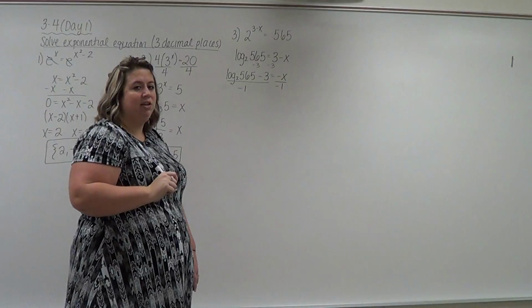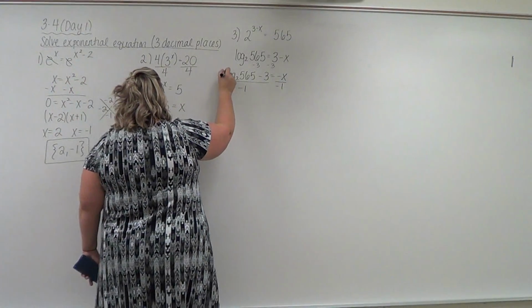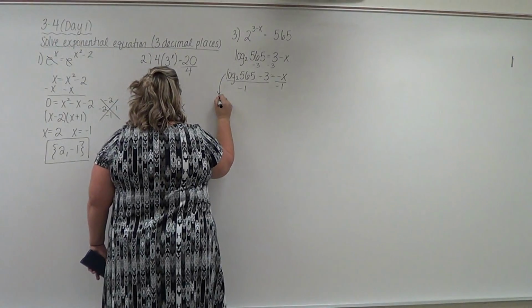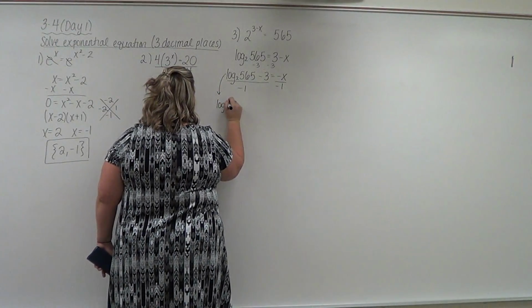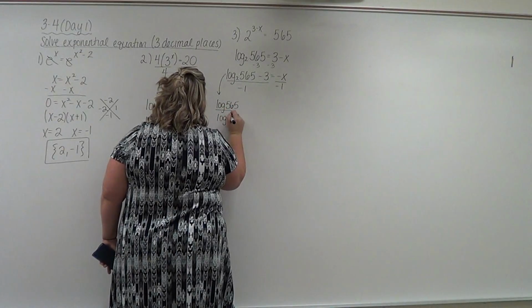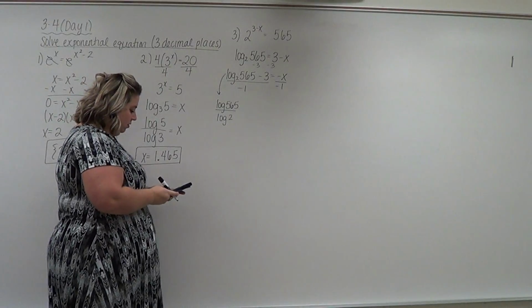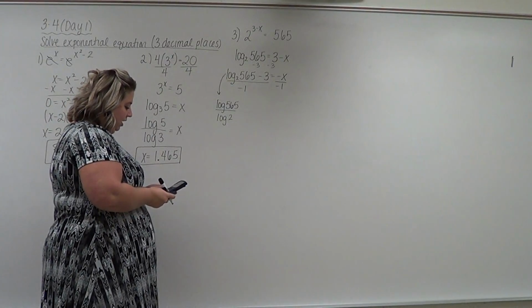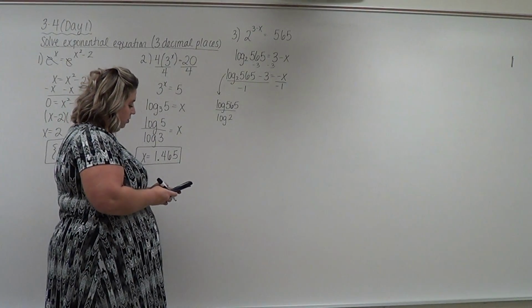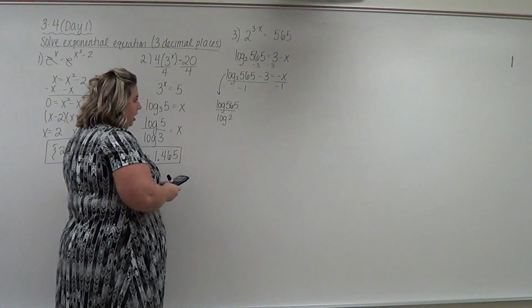Alright, when you're solving this, don't try to put it all on your calculator at one time. Figure out what this is first. So to figure that out, I'm going to use my change of base. So I would do log of 565 divided by log 2. Okay, then I would subtract 3.